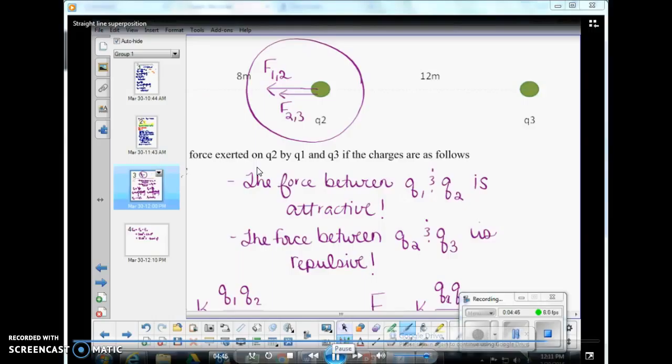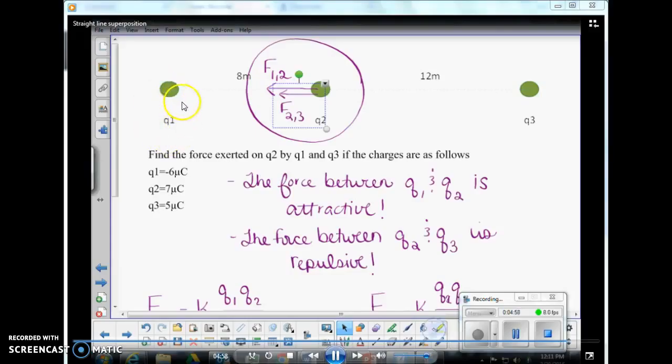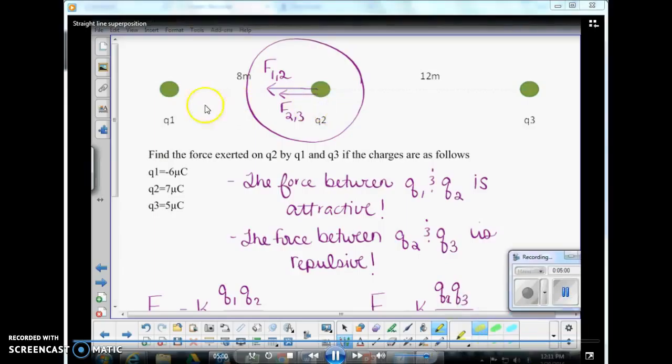When we go back and look at our original picture, we have charge 1, charge 2, and charge 3. We knew that charge 3 was pushing charge 2 away from it, so it's acting to the left, and charge number 1 is pulling charge number 2 toward it. So both forces are actually acting to the left. So your net force is actually pointing in the direction of Q1.